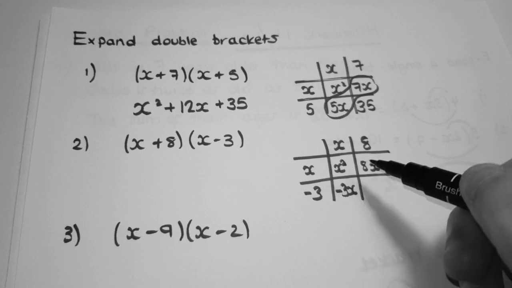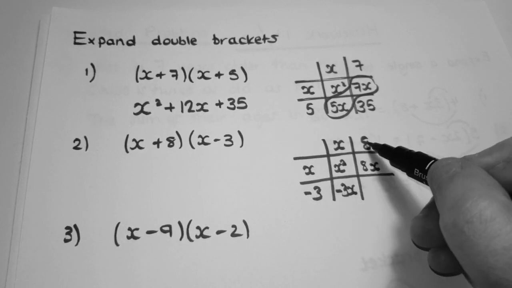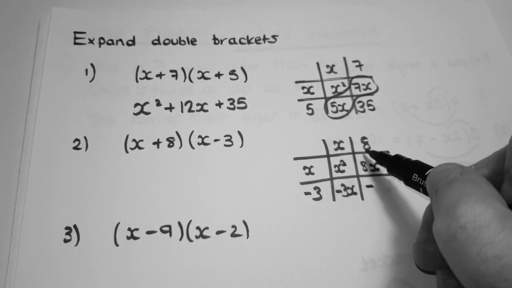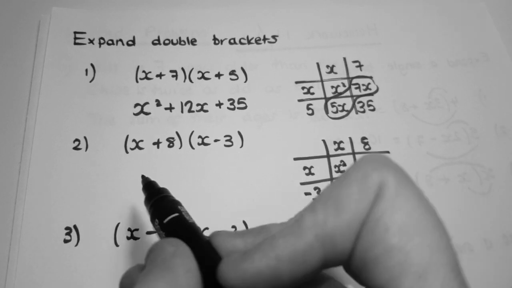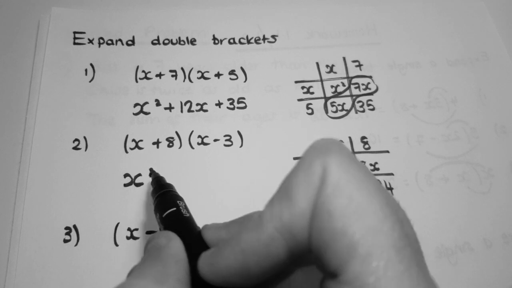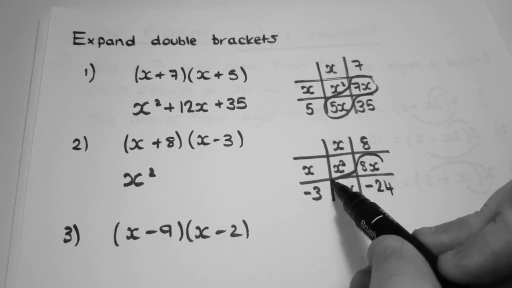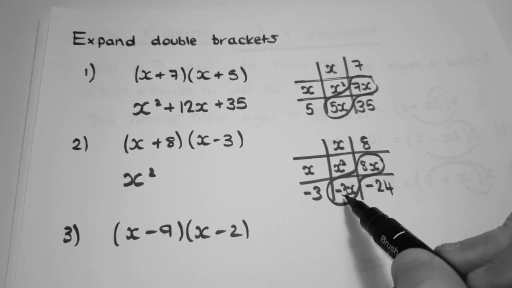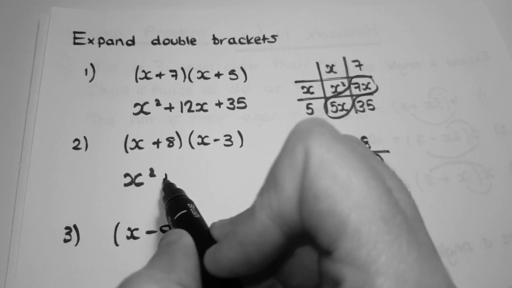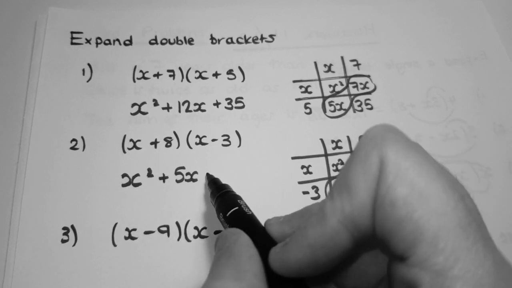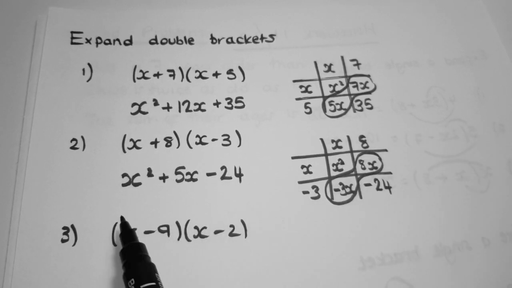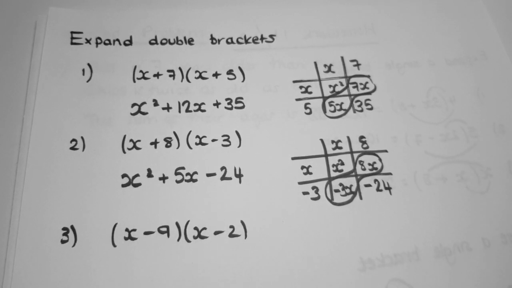Okay, be very careful with that. And then 8 times minus 3, well, a positive number times a negative is a negative. 8 times 3 is 24. So you end up with x squared as the only squared term. Again, these two both have an x in them. So 8x take away 3x is 5x. Because it's a positive 5x, we put plus 5x. And then I've got minus 24 at the end. Okay, again, you've got 3 terms in your answer.